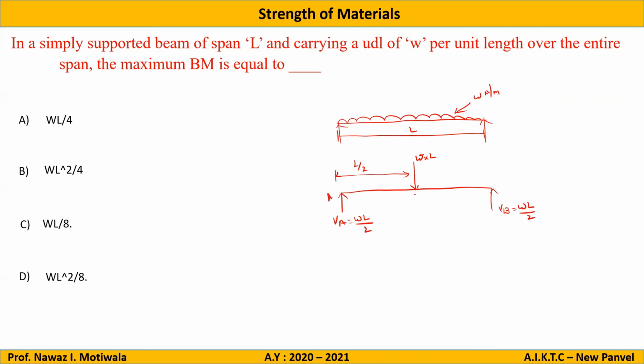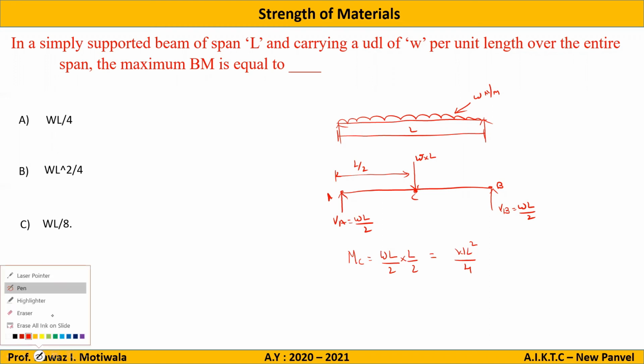Now, taking the moments at points A, C, and B. Again, by logic, we know that moment at A and moment at B will come 0, because there are no forces on the right hand side of B and left hand side of A. So the only thing we can do is find moment at C. So if I write moment at C, just observe, it is VB, that is WL by 2 multiplied by distance L by 2. And the answer will come out to be WL square by 4, which is also an option available in the list.